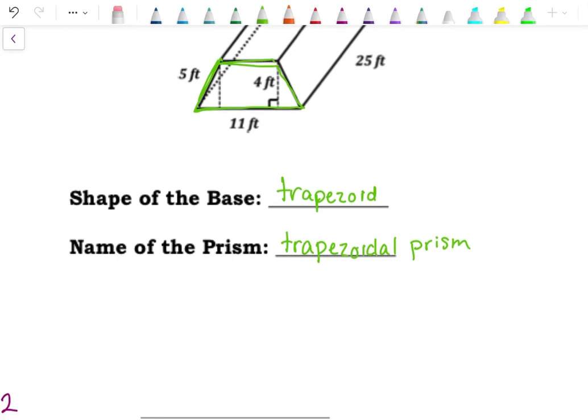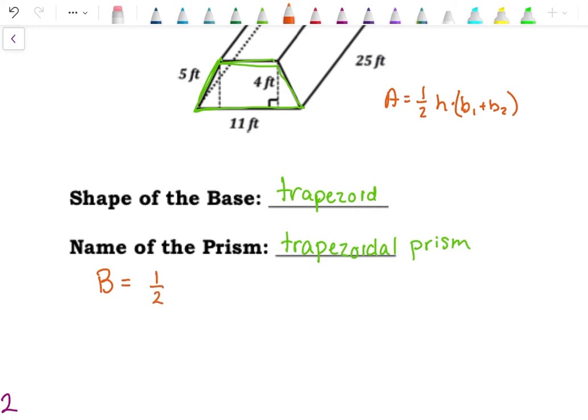So let's start by finding the area of the base. Area of the base is going to be, area of a trapezoid is going to be 1/2 height times base 1 plus base 2 in parentheses. So if we want to find the area of that, we're going to plug everything into that formula.